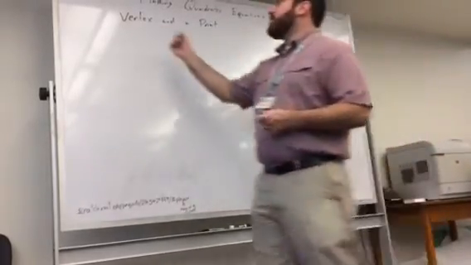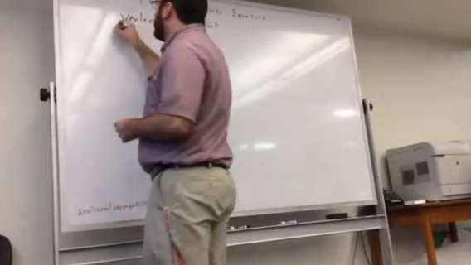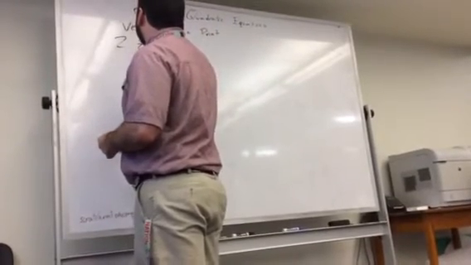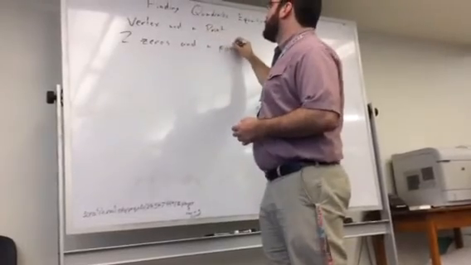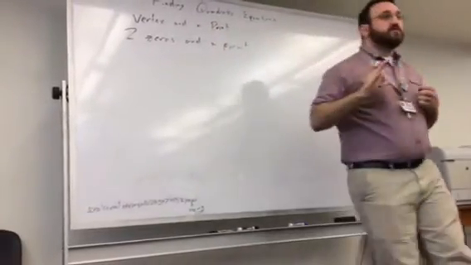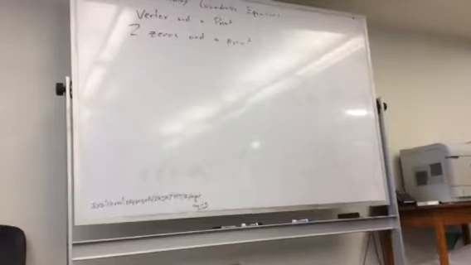We can find a parabola if we have 2 zeros and a point. 2 zeros and a point are enough to find a parabola.